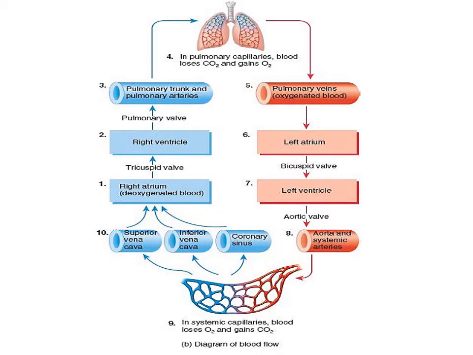This is the flow chart or a schematic diagram for the blood flow from the lungs to the left side of the heart, and from the veins to the right side of the heart and to the lungs. We'll discuss this further. This diagram has been put up just for your understanding.